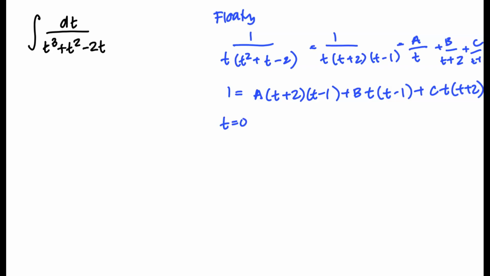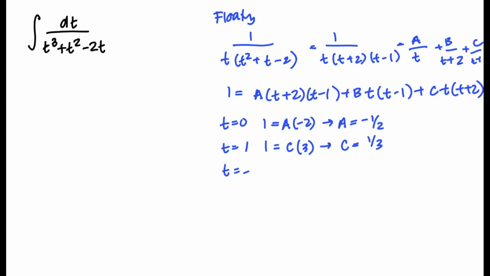So let's go ahead and do t is equal to 0. We'll get 1 is equal to A times negative 2. So our A was negative 1/2. We could try t is equal to 1. In that case, the only thing we're going to be left with is the C term on the other side. We'll have C times 1 times 3, so our C is equal to 1/3. And we could also do t equal to negative 2, which will just leave behind our B term with a negative 2 times a negative 3, which is a positive 6. So our B was 1/6.